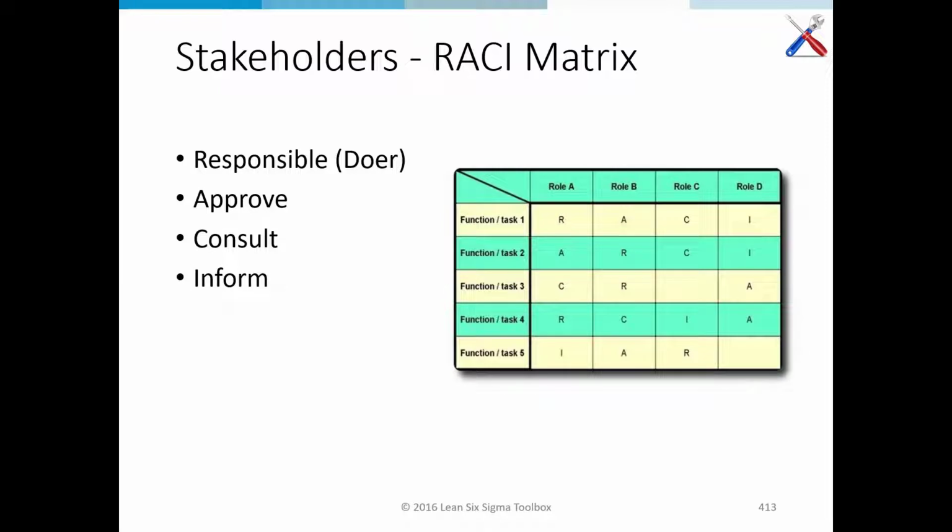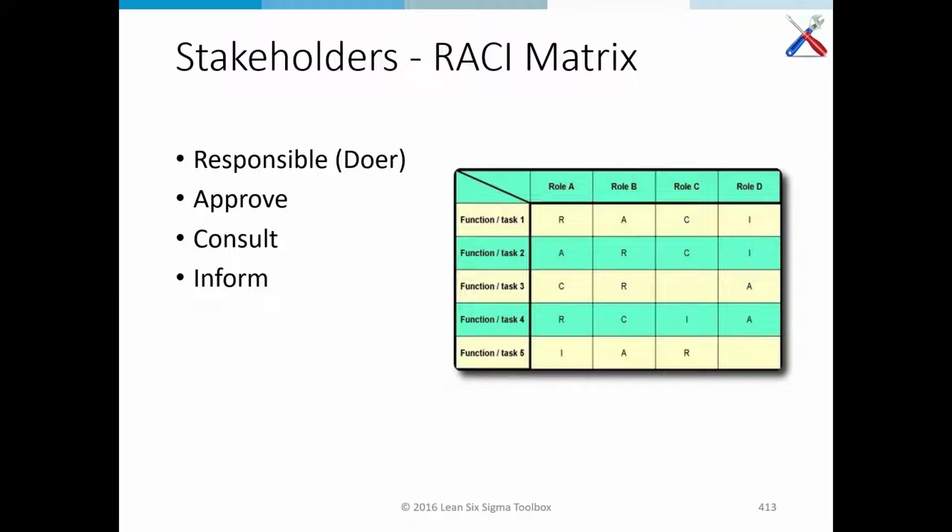This is an example of what a RACI matrix looks like. It's very simple. On the left-hand side, you have a bunch of tasks or functions or jobs that need to be done. And on the right-hand side in the columns, you have the roles or the people that are supposed to do that job. Okay?